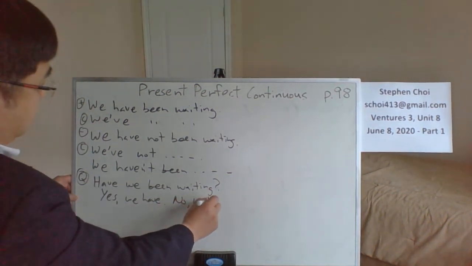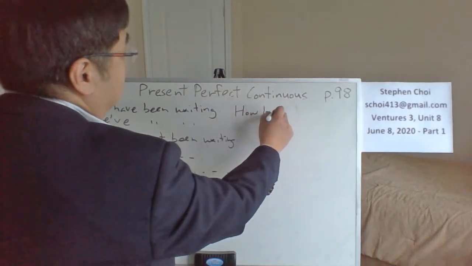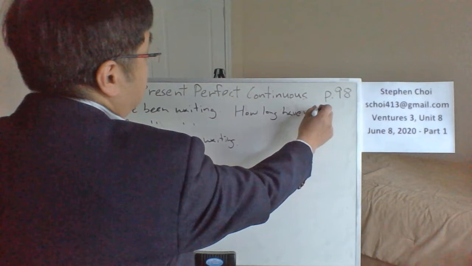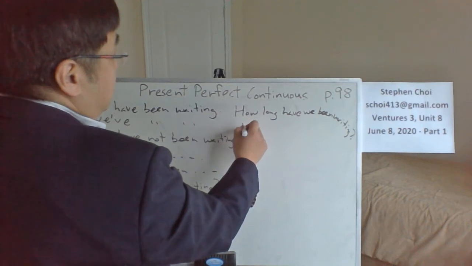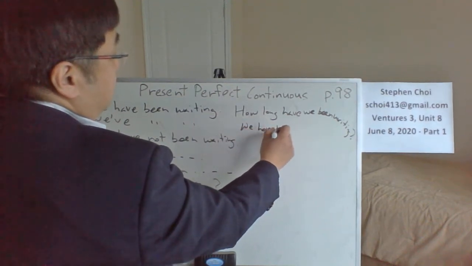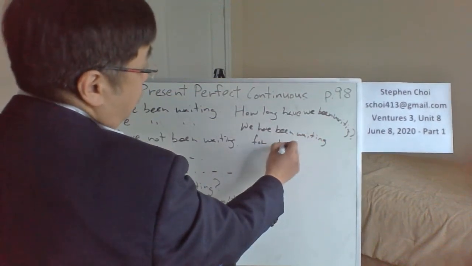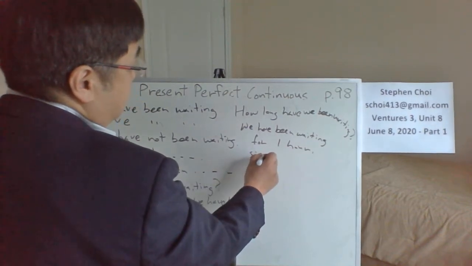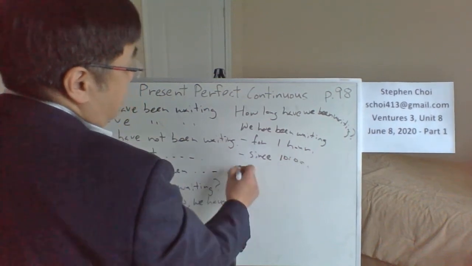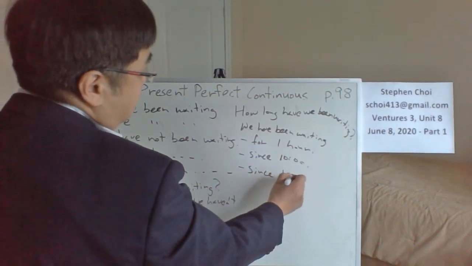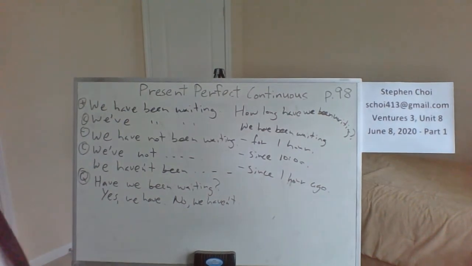No, we haven't. And then if you make a how long question, how long have we been waiting? You say we have been waiting. You say what? For 1 hour. Or since what? Since 10 o'clock. Or you can say since 1 hour ago. So that's in a nutshell.